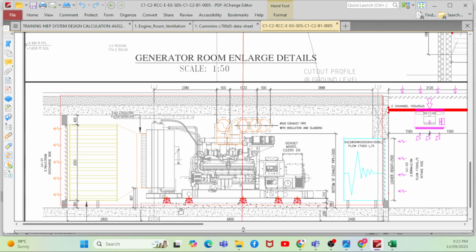Okay, this is case number one. So you can get the airflow rate which is required for the radiator cooling and whatever airflow rate is required for the combustion purpose. Because in the generator there is an inbuilt fan, a radiator fan will be there.